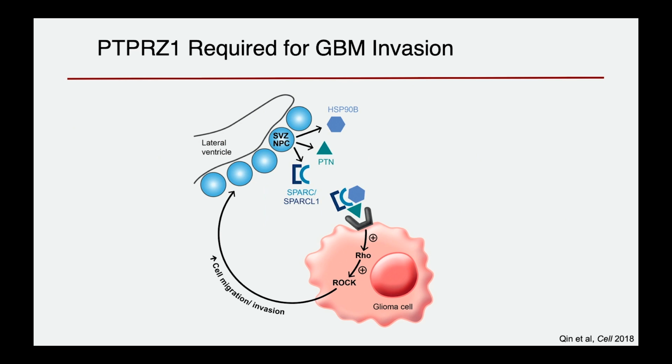I mentioned that PTPRZ1 was this protein that we used for isolating the population that was central to this ORG network. And interestingly, there has been work in the field suggesting that PTPRZ1 is required for tumor invasion. And in this study, they showed that when PTPRZ1 was bound by its ligand, as well as by a host of ligands, it drove cell migration and invasion through the activation of the Rho-ROCK pathway.